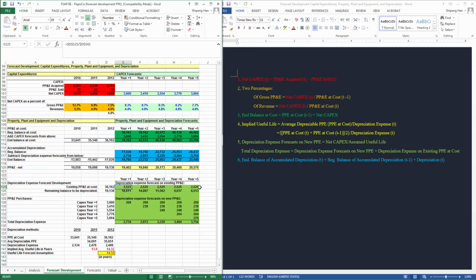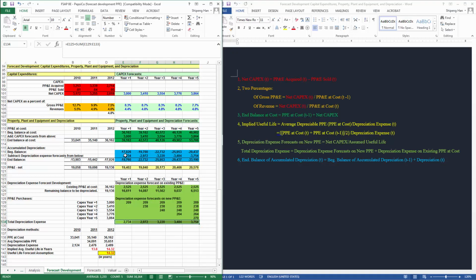Then the total depreciation is actually this row. If you click one of them, it is just the sum of the depreciation of existing PPE and depreciation of new PPE, right? So that's for year +1. For year +2, the depreciation on existing PPE and the new depreciation. So now we have the depreciation from year +1 to year +5, right?